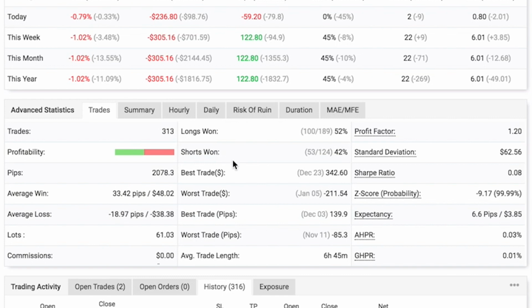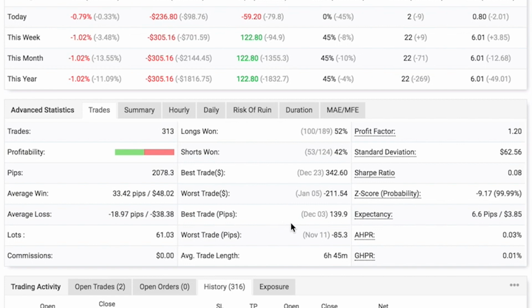Average win, best trade and worst trade. Let's have a look first at the best and worst trade in terms of dollars. So on the 23rd of December, he had his best trade. He gained $342. And his worst trade was on January the 5th. So maybe this one is already with the new account. But anyways, we can mention that. He lost $211.